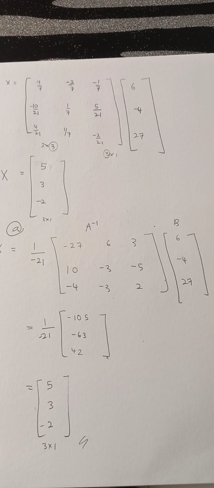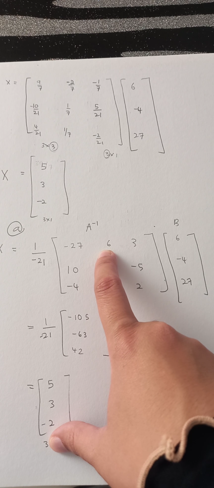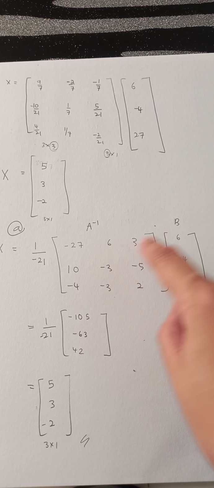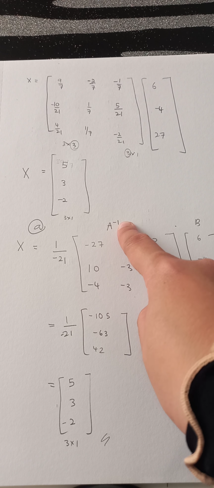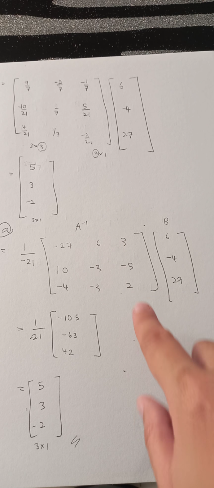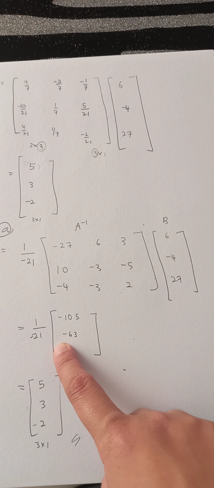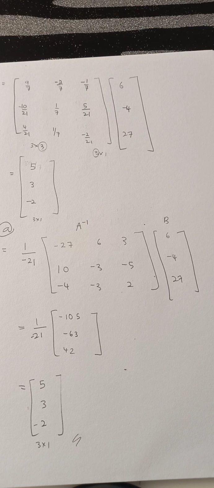This is just another way to calculate X. This is the inverse of A from the cofactor expansion method. This is the determinant of A, this is the adjoint of A, and this is B. 1 over the determinant of A times the adjoint of A is the inverse of A. So I just put it all here. I multiply the adjoint of A with B first. After I got the answer, I multiply it with 1 over the determinant of A. Then I got the answer. Same answer, only the order of the operation is different.